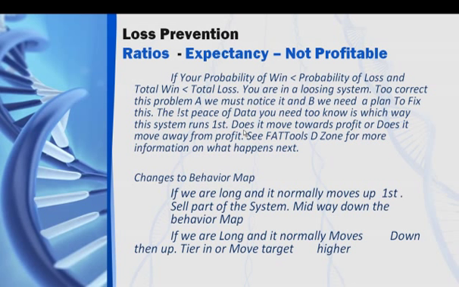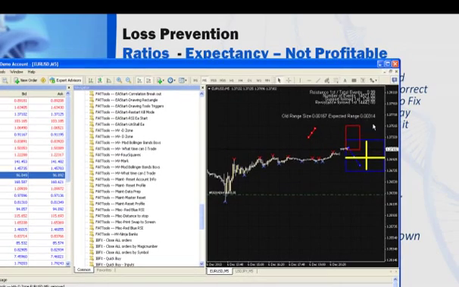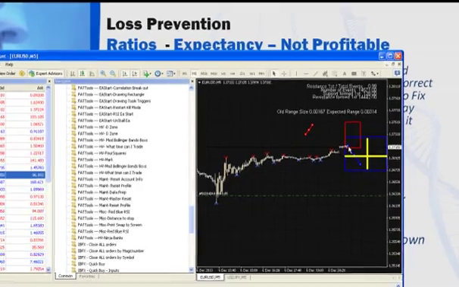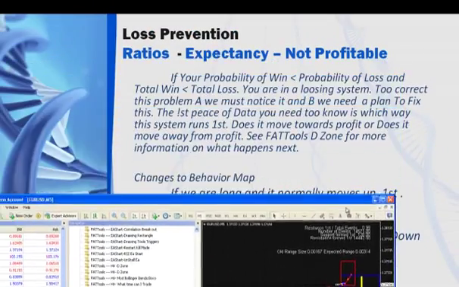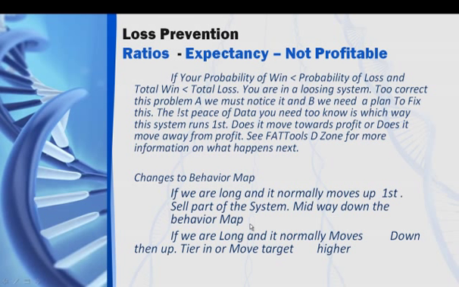Okay, changes in a behavior map. If we are long and it normally moves up first, sell part of the system when it pulls back. So midway down the behavior map, what's that mean? Well, if I say, oh, hey, it's moved into this bottom quadrant, it usually goes up. Like it said, there's a 99% probability of rise along this path. That's the path it should take. Then it should quickly reverse. That's average. If it reverses down here and heads down this way, and we were long, well, we better cut our losers because it didn't go our way. Okay? So this is loss prevention.